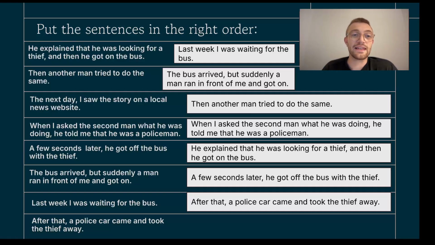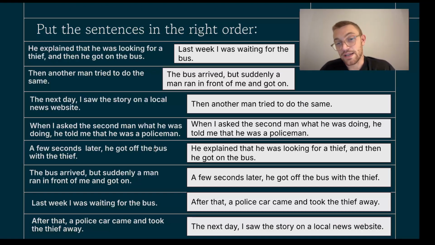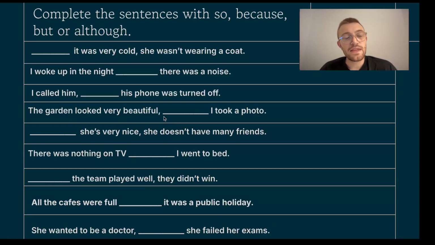There we go. And then the last thing that we've got here is the next day, I saw the story on a local news website. There we go. Well done if you got all of those in the correct order. It was a bit tricky, so well done if you got all of them. Okay. The next bit of practice is for the connectors. So for each of these sentences, there is a connector missing. So we've got so, because, but, and although. So again, I would recommend that you pause the video, have a go at writing them out, and I will go through the answers now.